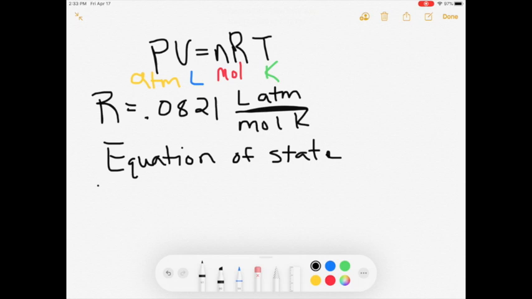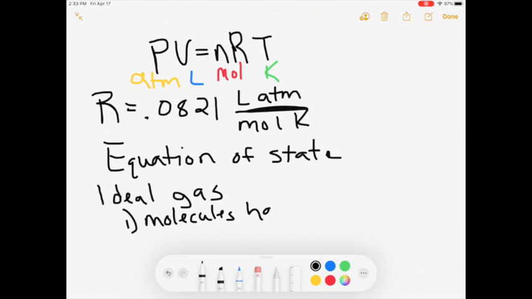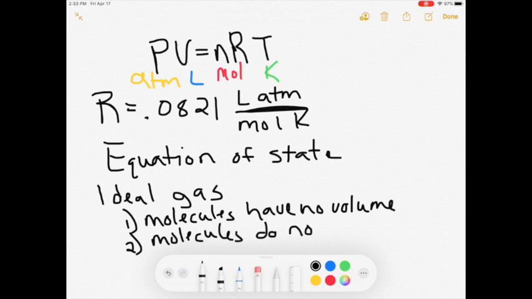And then another thing is we make two assumptions for an ideal gas. And the two assumptions are, first of all, the molecules of the gas have no volume. So we know that gases take on the volume of their container. And so we are just assuming the molecules themselves here have no volume. And number two, the molecules do not interact. So those are the two assumptions for an ideal gas.